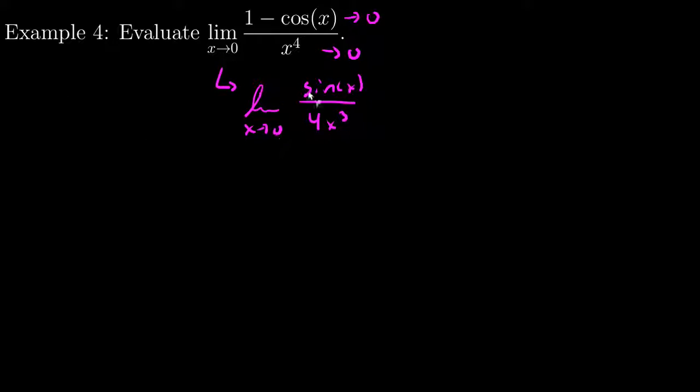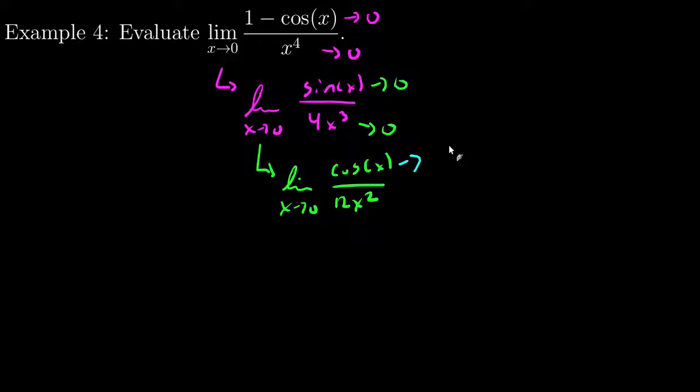I see that when I put in 0, this is still approaching 0, this is still approaching 0. And I can do the derivative and get the limit as x approaches 0 of cosine of x divided by 12x squared. And now it looks very similar as I approach 0. This approaches 1. And this approaches 0. But now there's a big difference.